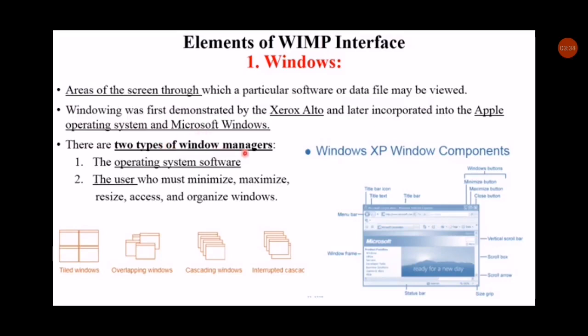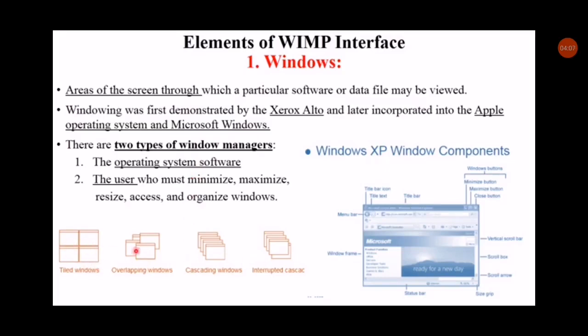There are two types of Windows managers. The first one, operating system software, handles your windows on the computer or the screen on the mobile, etc. And the next one is the user. The user also handles your windows or screen, like we can minimize, maximize, resize, access and organize the windows. So these two types of window managers handle the windows or screen of computers or mobiles, etc. Clear?